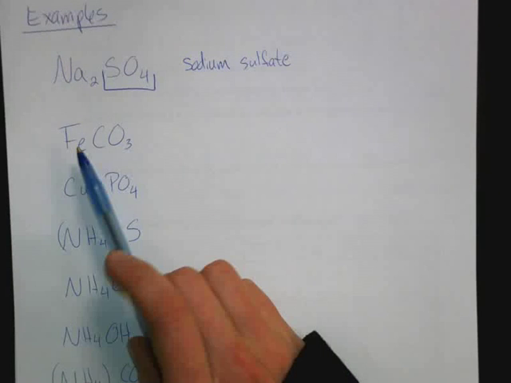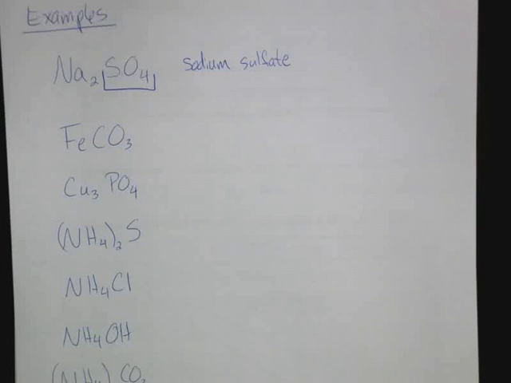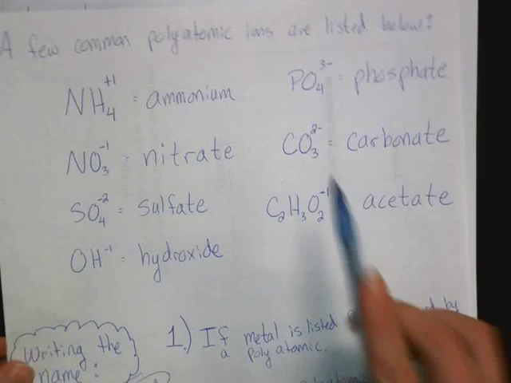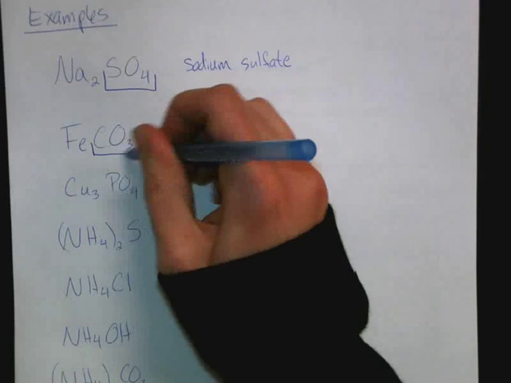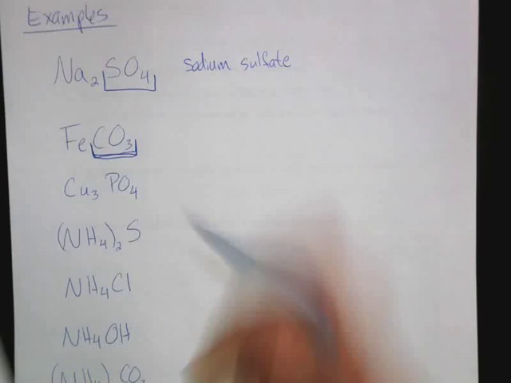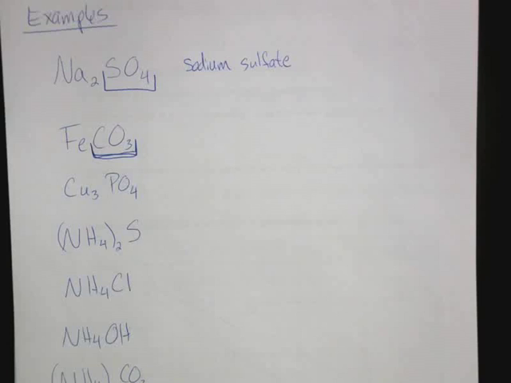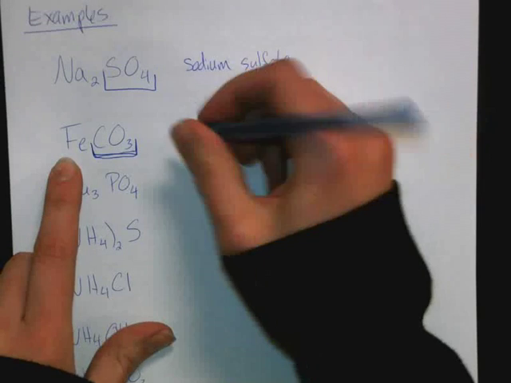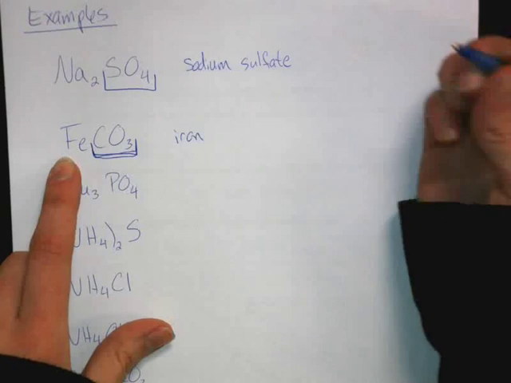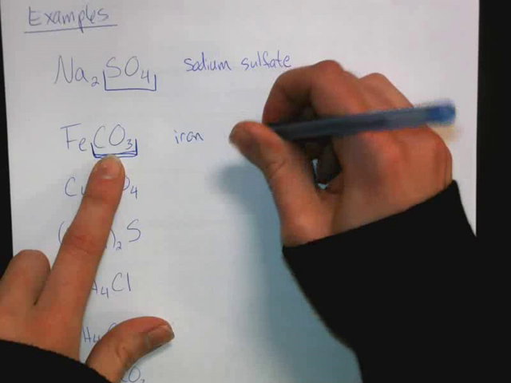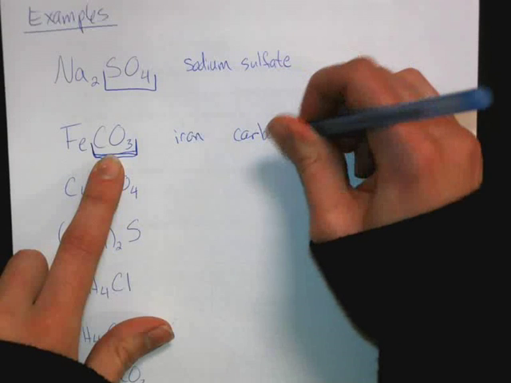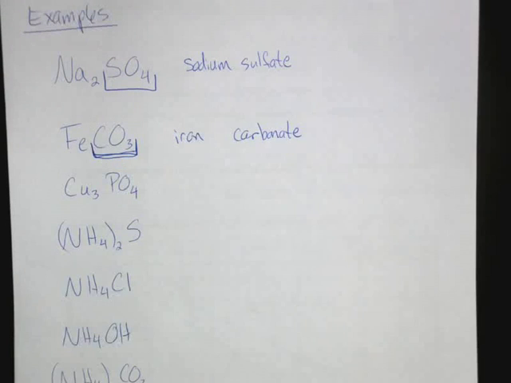That would be how I would name this. FeCO3. Well, if I look on my list, the CO3 is what my polyatomic is. So this is going to be my chunk of polyatomic. So I've got Fe, which is iron, and I have CO3, which is carbonate, but I'm not done yet.